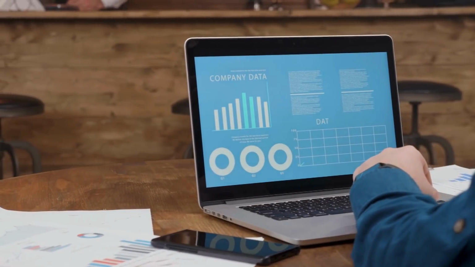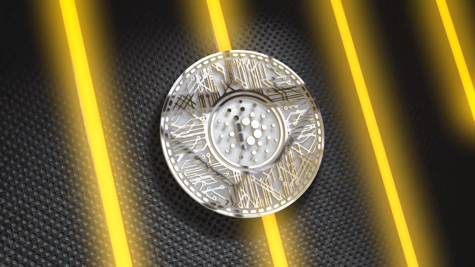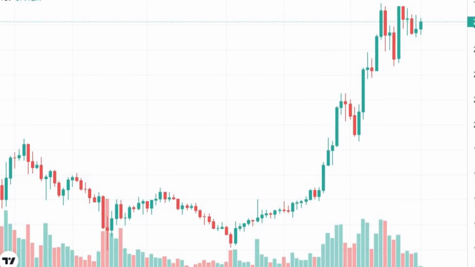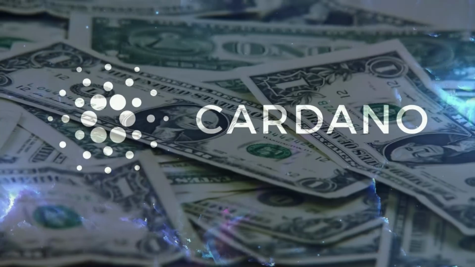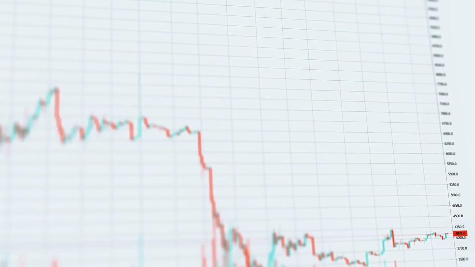Should these predictions play out accurately this year, that would truly be something to see, considering Cardano only started out at $0.2 back in January. Should Cardano break past the $4 mark this year, that would mean an over 2,000% growth for the crypto asset.